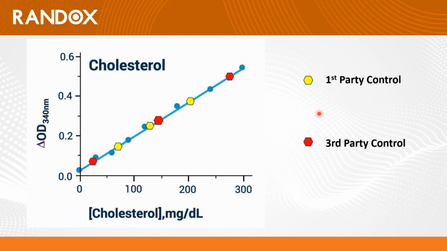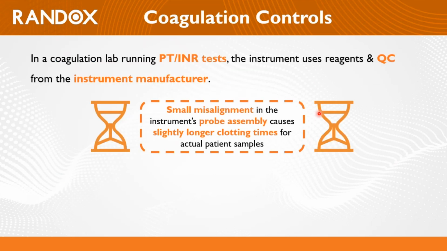Measuring the upper and lower levels of detection as well as the normal level. Now, as an example, we can look at coagulation controls. In a coagulation lab, they were running PT, prothrombin time, PT INR tests. The instrument uses the reagents and the QC from the instrument manufacturer.